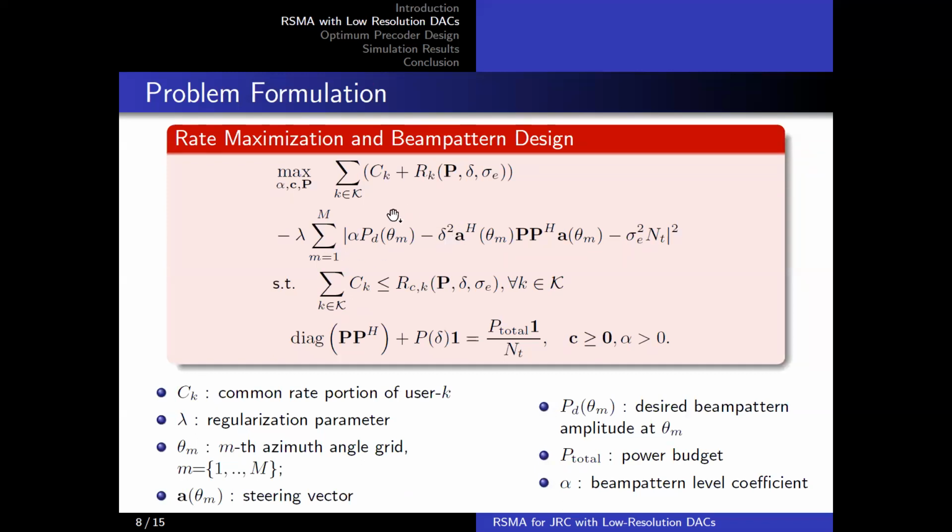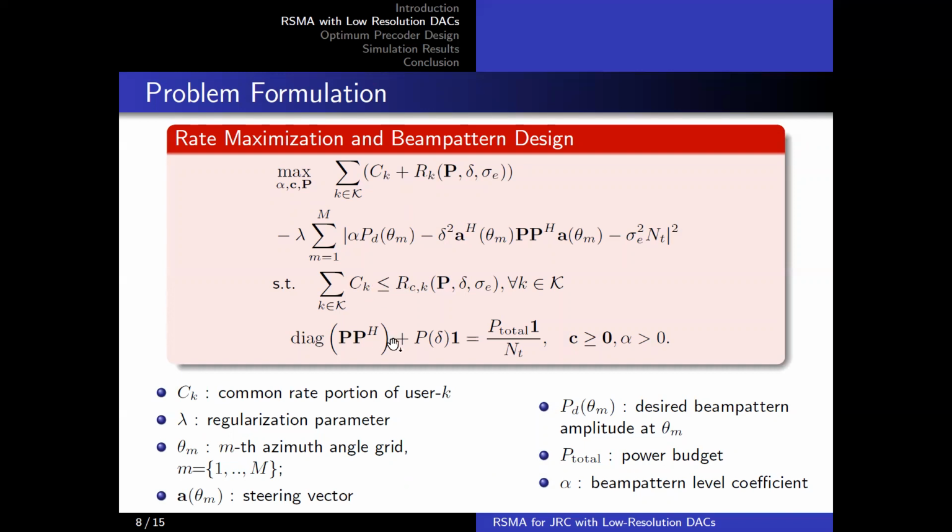We also have several constraints in our optimization problem. The first constraint ensures the decodability of the common stream by all users. Here, C_K denotes the rate of the common part of the split message of user K.